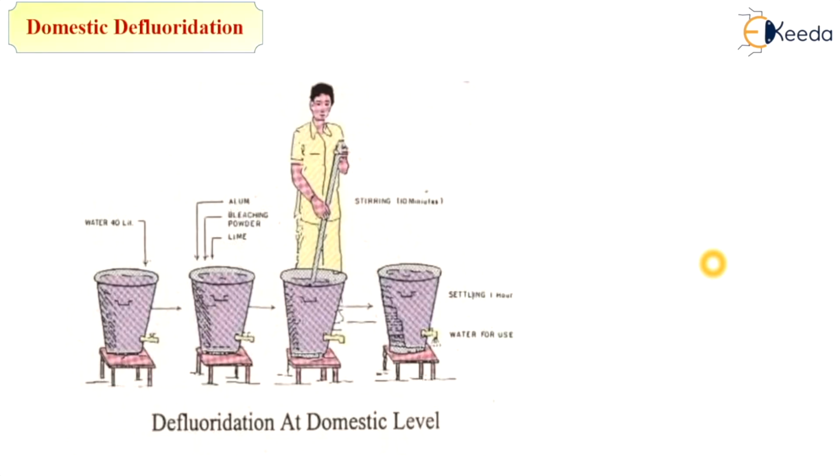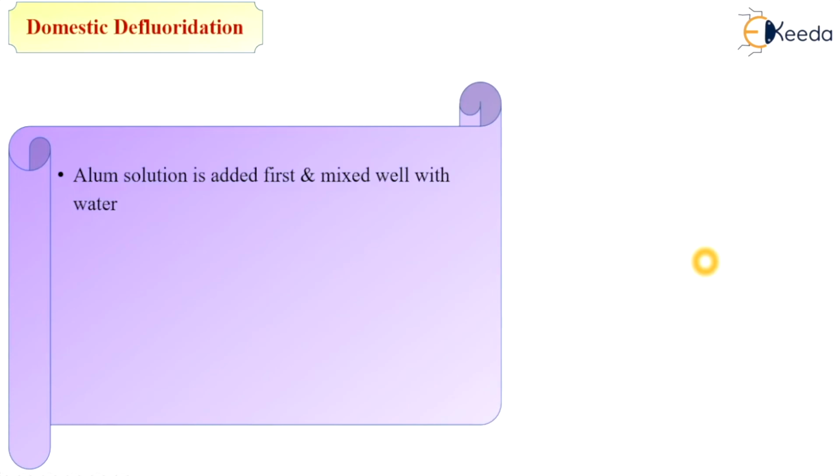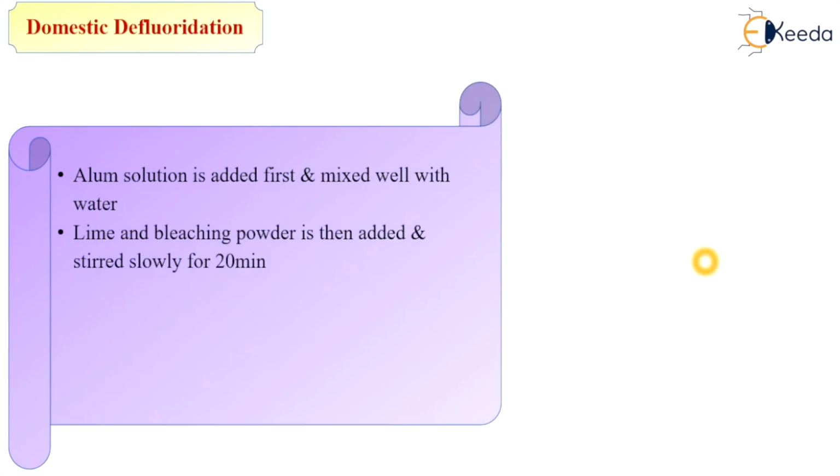As you can see in this figure, a number of buckets are provided. The capacity of each bucket is approximately 60 liters. In the bucket, we add alum, bleaching powder and lime. Then mix it thoroughly, and the particles settle or flocs form at the bottom, and the water then gets used for different purposes. So under domestic defluoridation, alum solution is added first and mixed well with water.